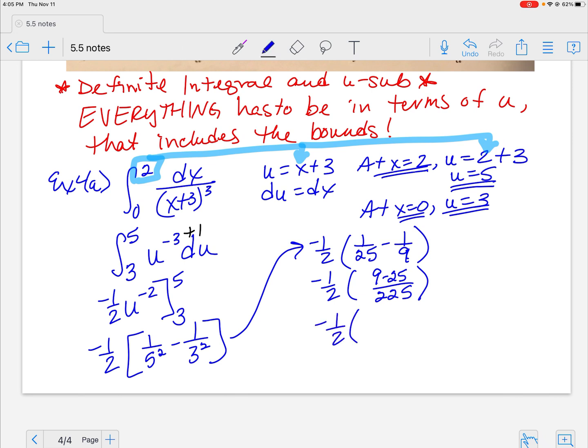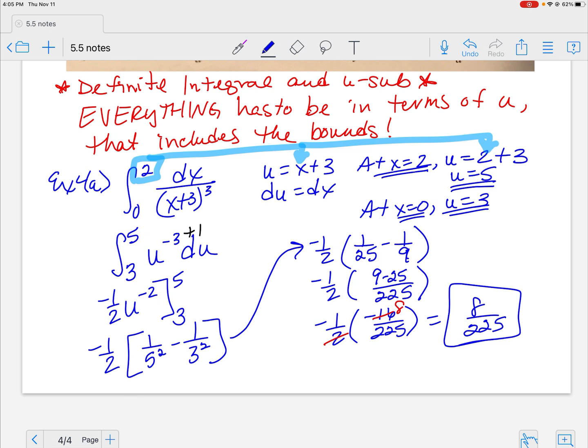So now I've got a negative 1/2 times (9 minus 25), which is what? A negative 16 over 225. So a negative times a negative is a positive, and 2 goes into 16 8 times. So honestly, that wasn't that bad. It is equal to 8 over 225, our final answer.